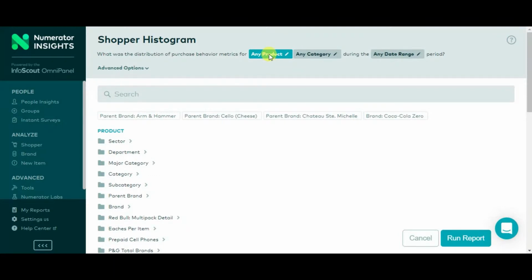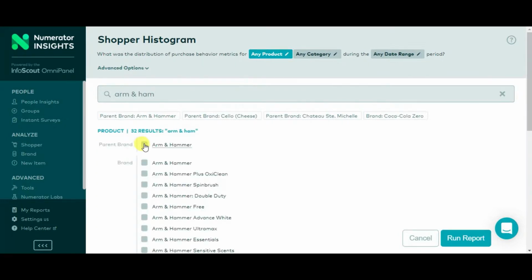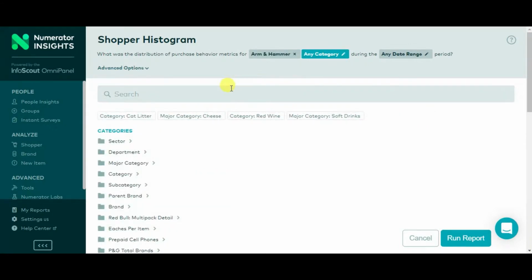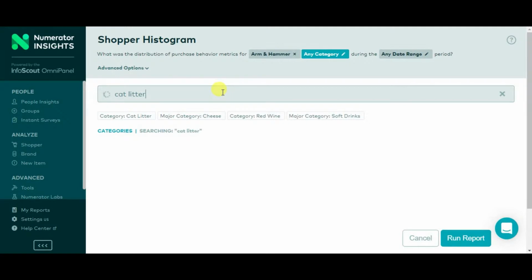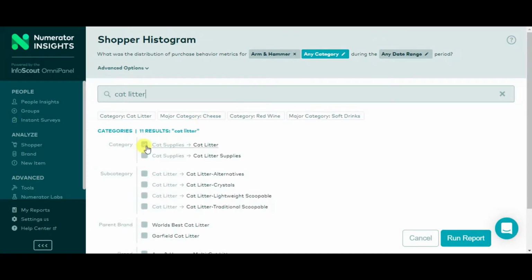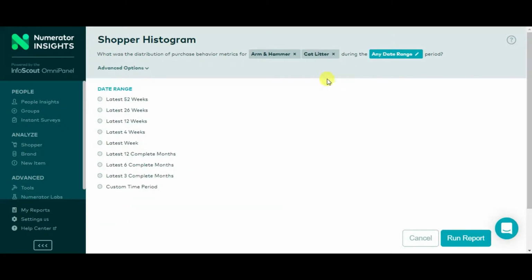For today's example, we're going to look at Arm & Hammer cat litter. So my product field is generally reserved for brand, and I'm going to put in Arm & Hammer. I'm going to select my Arm & Hammer parent brand. Then in my category, I want to select cat litter. When it populates, select the cat litter category. Our date range is going to be the latest 52 weeks.